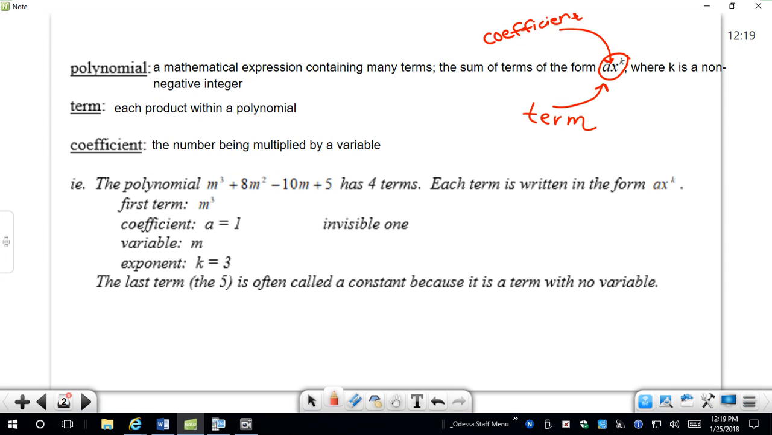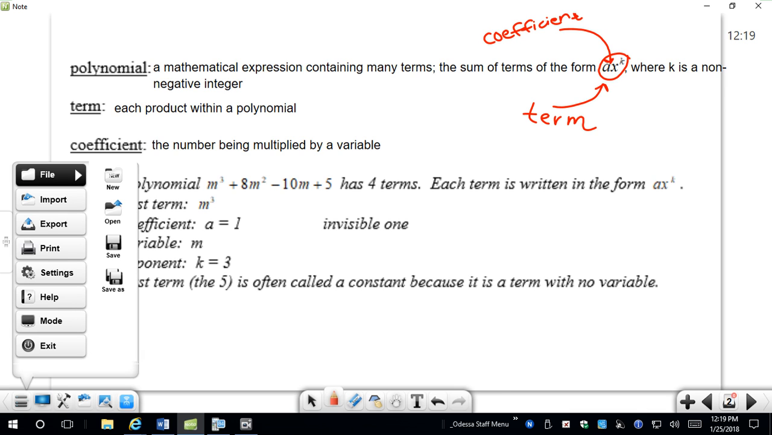Now, guys, please remember that a is standing for some number in that term. We know that the a is not actually going to be there when we look at these polynomials. That could be representative of any number in front of that x in the term.